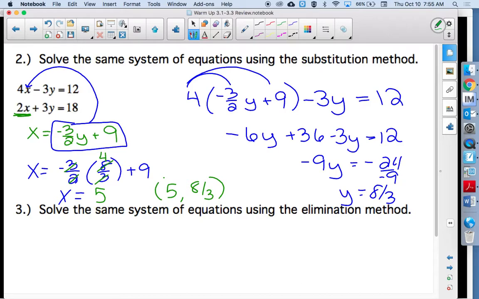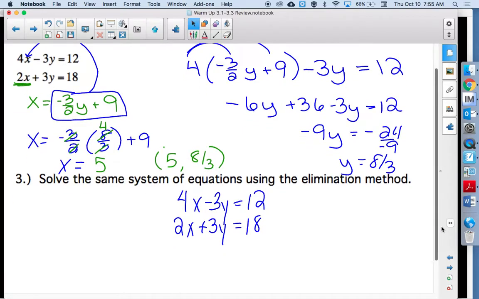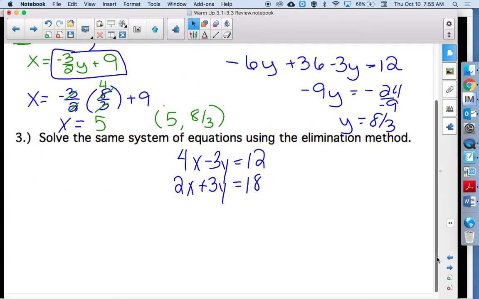The last one wants us to use the system of equations and elimination. Nina, how does elimination work? Well, you have to make one of them negative, so two of the variables or two of the things cancel each other out. Yeah, they're supposed to cancel each other out. You know what's nice about this problem? 4 and 2. So 4 and 2 are pretty easy to cancel out.